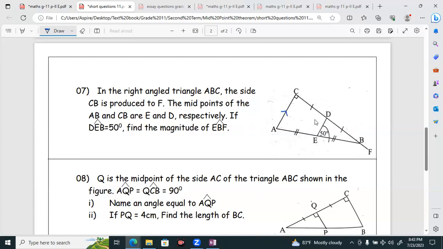Therefore, we can say that these two straight lines are parallel to each other. When they are parallel, you can identify that here it forms a corresponding angle equal to 90 degrees, because these two angles become corresponding angles. This is 90, this is 50. And you can identify what EBF angle is.